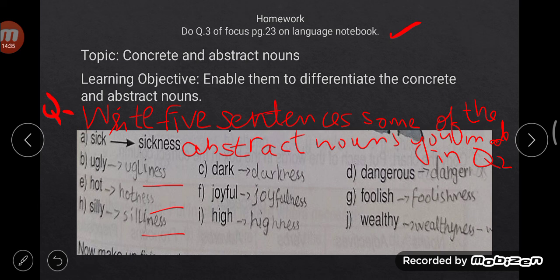Am I clear to you now? Okay, I'm going to repeat it again. You will do all these things on the language notebook, then you will write the question. You will just use 5 abstract nouns which you have made in question number 2, and then you will use those abstract nouns in your sentences. And this work will be done on your language notebook. I hope it is clear to you now.